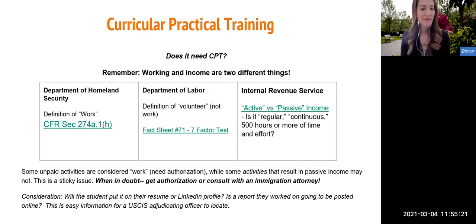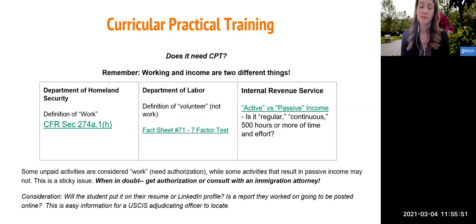So it boils down to the fact that some unpaid activities are considered work and need authorization, while some activities that may result in passive income may not. And this is an incredibly sticky issue. And we at our institution try to avoid giving students clear-cut answers when it comes to non-traditional things like this. When in doubt, get authorization or have your student or your office consult with legal counsel or an immigration attorney.